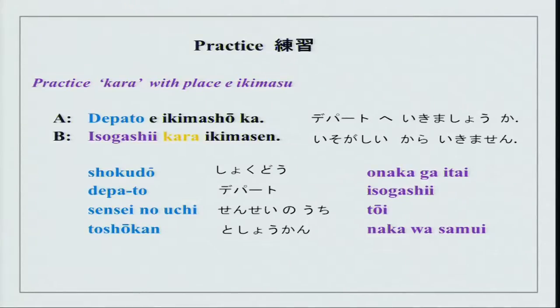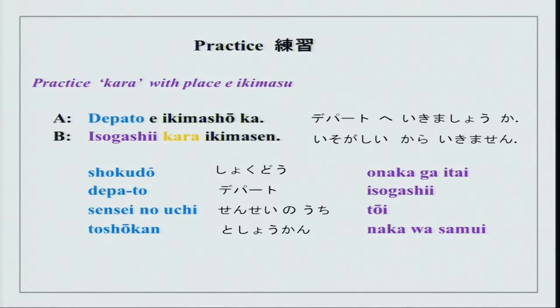Now, over here we have A and B. A is asking a question. Depato e ikimashou ka? So, as in our previous slide, Tanaka-san was working. He says, isogashii kara kyō ikimasen. So, depato can be changed for shokudo. Shokudo e ikimashou ka? Isogashii kara ima ikimasen.